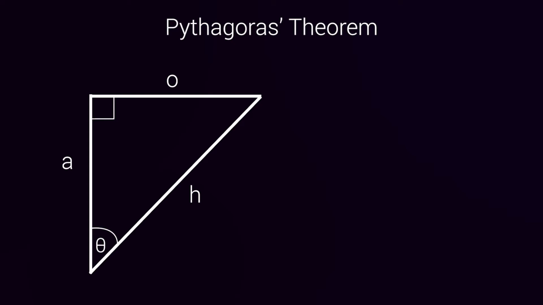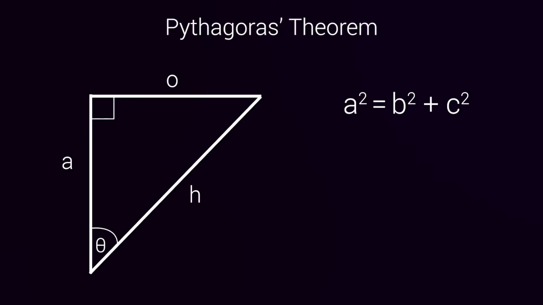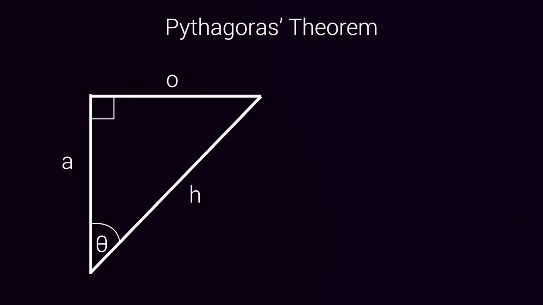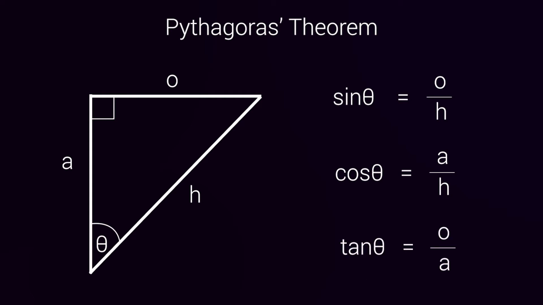So we can use the formula a squared is equal to b squared plus c squared to find out the hypotenuse, or in terms of the sides we could say h squared is equal to o squared plus a squared. And then we can also use the lengths of the sides to find the angles by using sine theta, because sine theta is equal to opposite over hypotenuse, cos theta is equal to adjacent over hypotenuse, or tan theta, which is equal to opposite over adjacent. So you can use any of the three depending on the sides that you have.